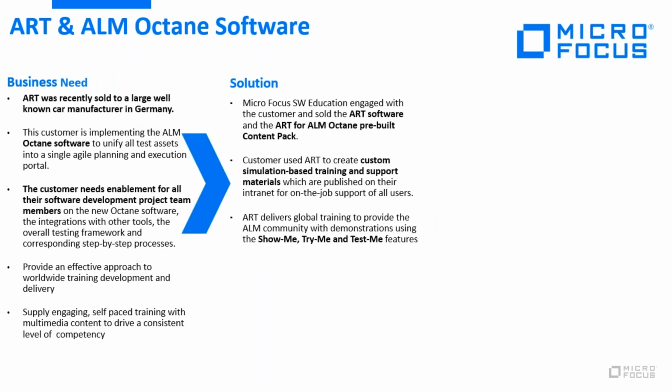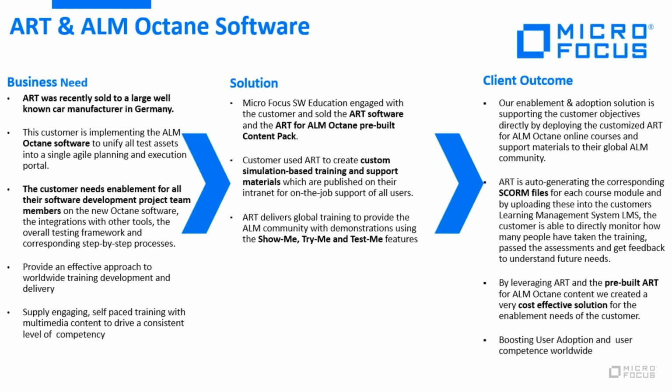Really great. And this is another example with a large German car manufacturer, and they recently bought the Octane software, and they needed corresponding enablement for their software development project teams. So they bought ART, and they bought the ART ALM Octane pre-built content packs. They have also started to use ART now to create some additional content next to the standard pre-built expert content that we already created. And this customer is also uploading the content into the learning management system.